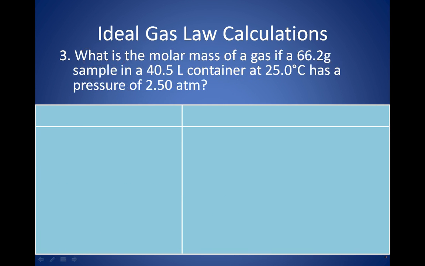Okay, here's the one for you to try. What is the molar mass of a gas if 66.2 grams in a 40.5 liter container at 25.0 degrees Celsius has a pressure of 2.5 atmospheres? We haven't done one exactly like this before, so you're going to have to think a little bit, but let me give you a hint. You're going to have to use PIV-NERT, and you're going to have to use the idea of molar mass, remembering that molar mass is just the number of grams in a sample divided by the number of moles in the sample. At a bare minimum, you should be able to find N. If not, find the molar mass completely before class tomorrow.